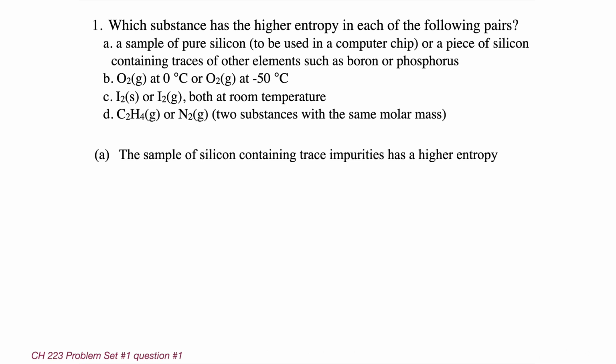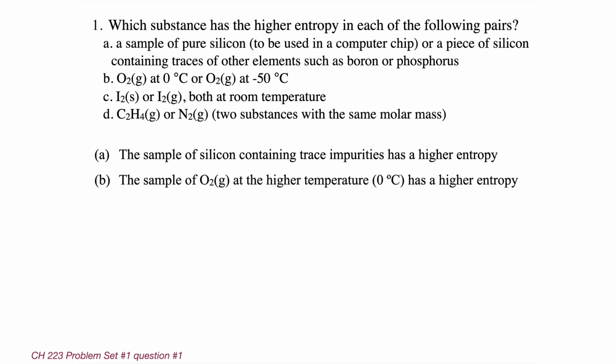Now, the next question is regarding temperature and entropy. We have the same substance, oxygen as a gas, at 0 Celsius and negative 50 degrees Celsius. Entropy increases with temperature. So the O2 at the higher temperature, which in this case would be 0 Celsius, would have a higher entropy. It moves around more. As temperature goes down, the molecules don't move as well, less disorder, so less entropy.